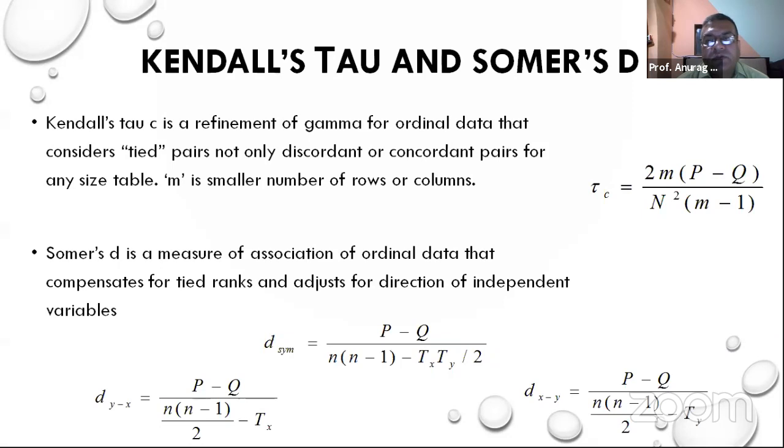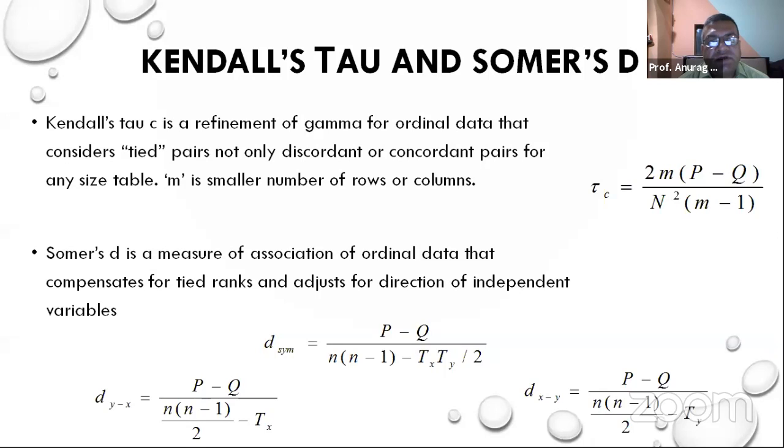Now the formula might look difficult, but there is nothing difficult here. Suppose you are using a 5 by 4 table, m is 4. Suppose there are 6 concordant pairs and 4 discordant pairs, so 6 minus 4 is 2. You have 10 pairs, so 10 square, and 4 minus 1. So it's not very difficult. It is basically understanding what Kendall's tau-c means.